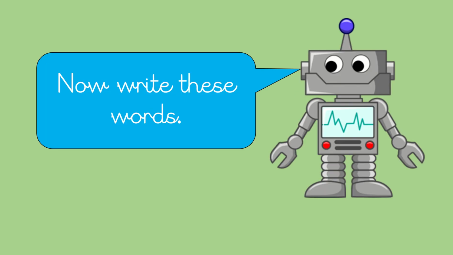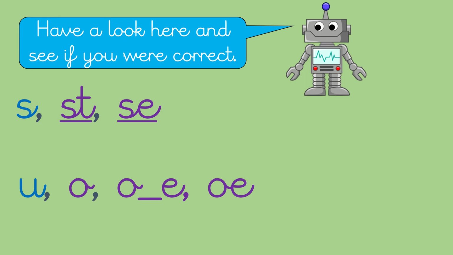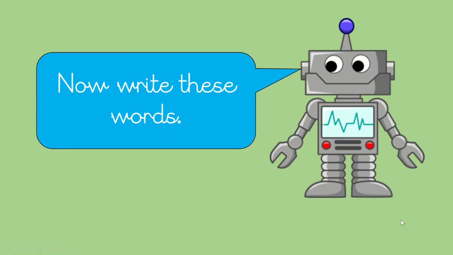Right, let's move on then. Now write these words. Okay, I've got some words for you. And these have got these phonemes in. So the S and the T, or the S and the E, or the O, or the split digraph O and E. So these words, there's 4 of them. The first word is the word rustle. Write that one now. Pause the video and have a go at writing it. Okay, great job.